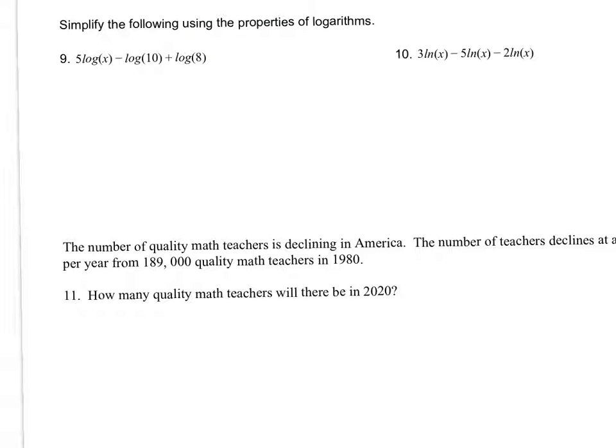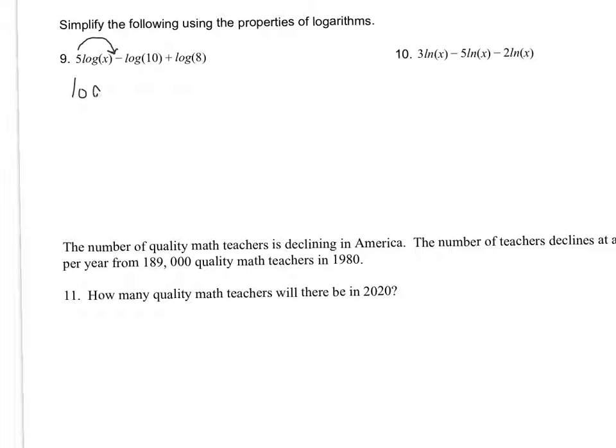Okay, problems 9 and 10 deal with trying to use the properties of logs. So those are: when you have a number out front, we make it an exponent. When you add 2 logs, it becomes multiplication. When you subtract 2 logs, it becomes division. So on this first one, the thing I noticed first is this 5 out in front. Any number that's out front can be put up as an exponent.